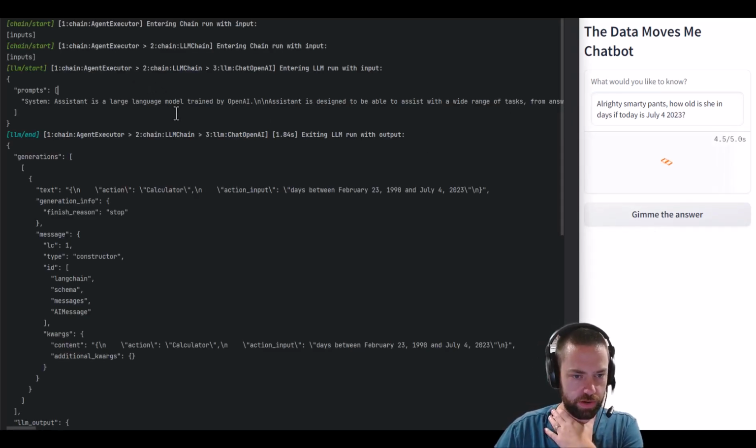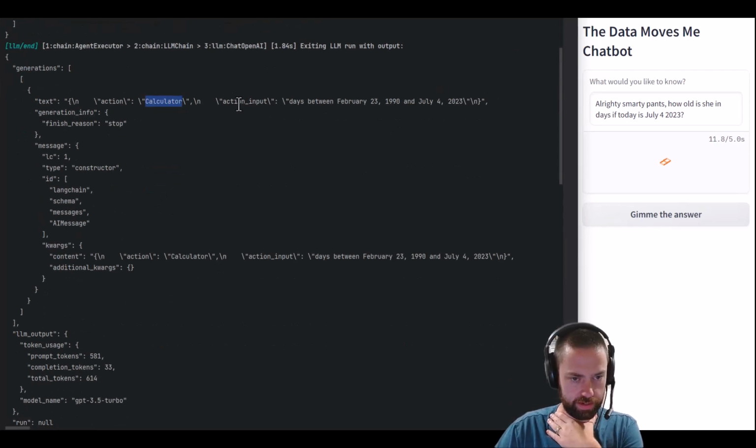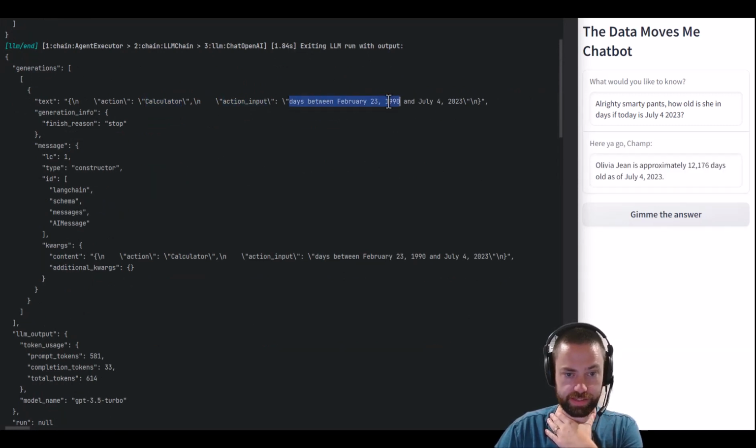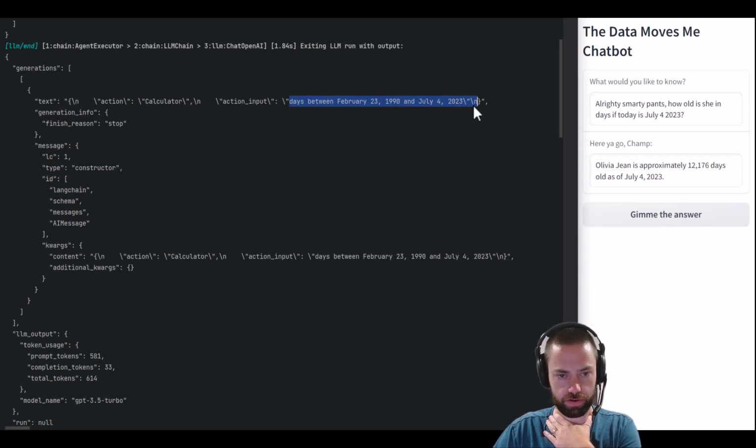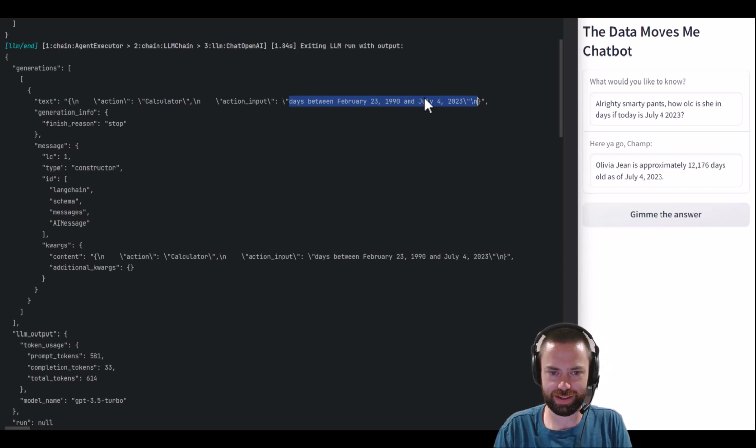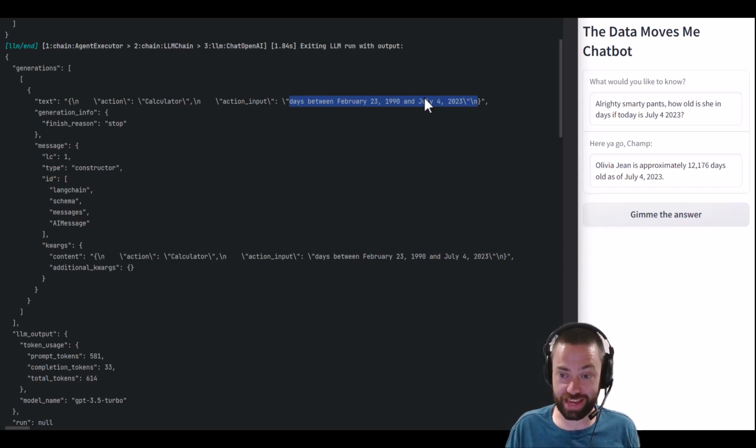And again, we start with the LLM chain, and its response this time is to use the calculator tool. And the value that we should send to the calculator is the days between February 23rd, 1990 and July 4th, 2023. I think this is really cool that it was able to come up with this, sort of infer from our question using the large language model, a reasonable math question that would get to the answer we're looking for.